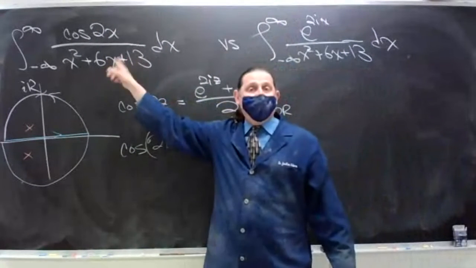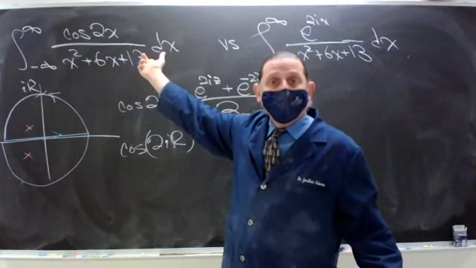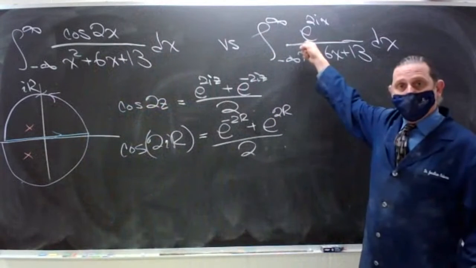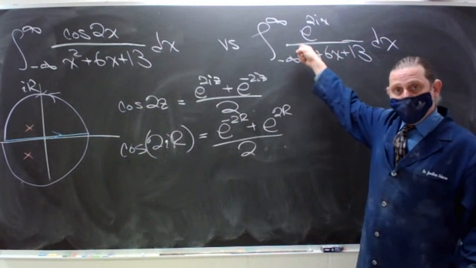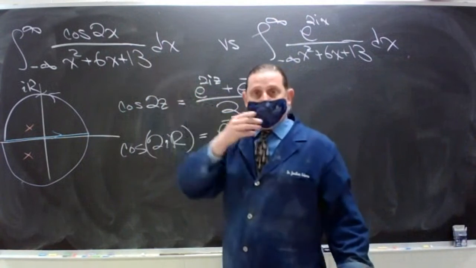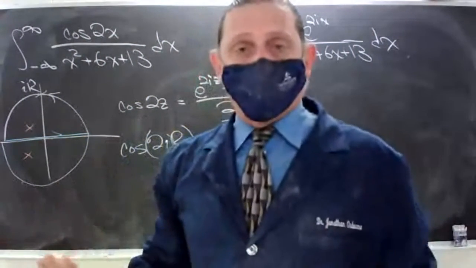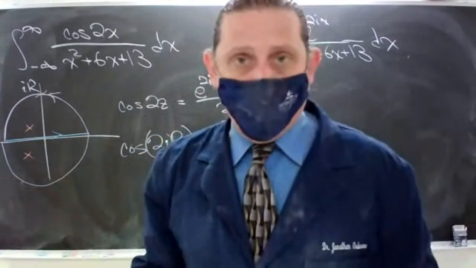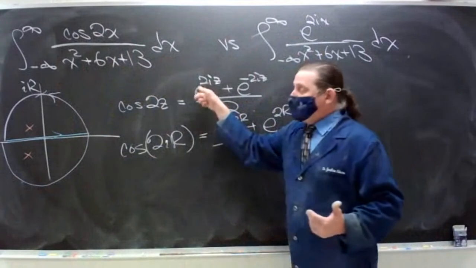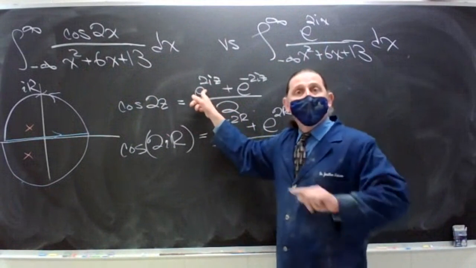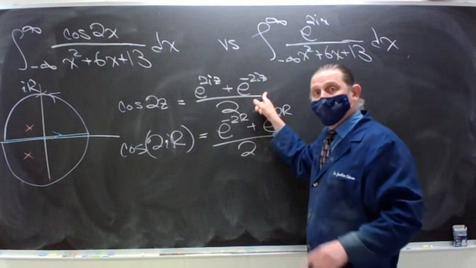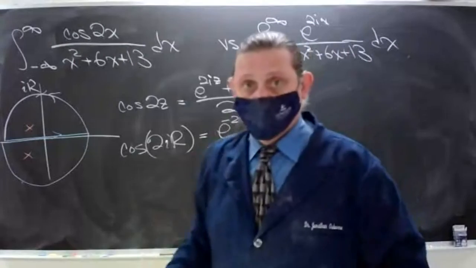Here, because there's no other i's at all in the denominator, we can view this integral as the real part of this integral. Had there been an i in the denominator, like if that was 6ix plus 13, it wouldn't be as nice, but let's just say that it was. Then what we would need to do is split the cosine up into an e to the 2iz piece, which we would close upstairs, and an e to the minus 2iz piece, which we would close downstairs.